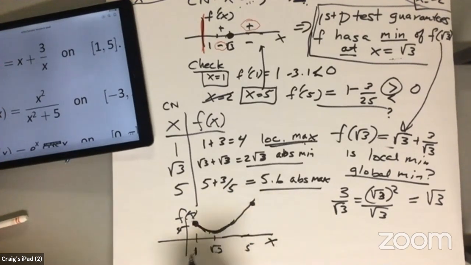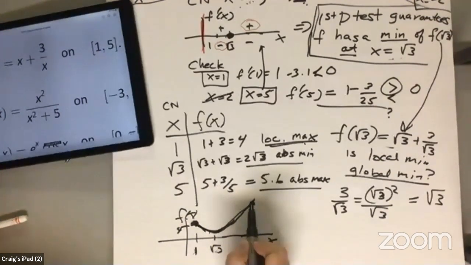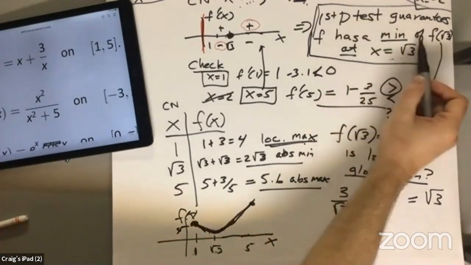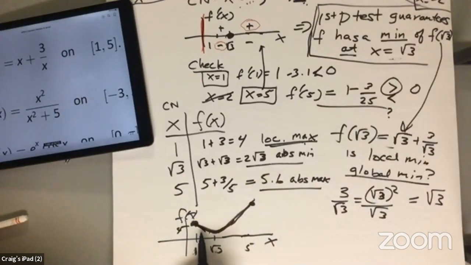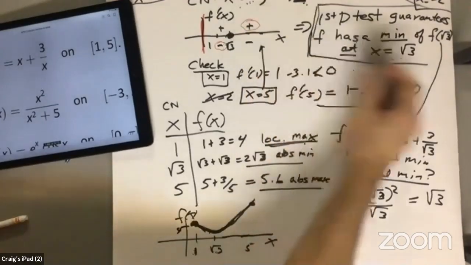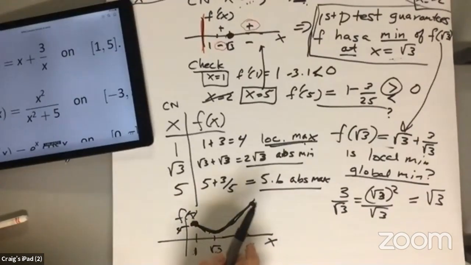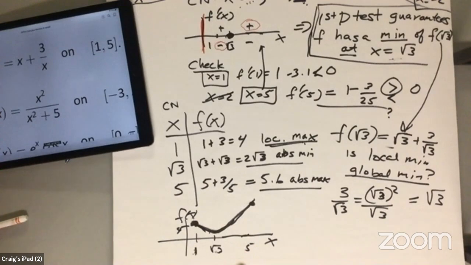So here's the x values at 1, root 3, and 5. And the function is going to look something like this, that the function is 4, then it's 2 root 3, and then it's 5.6. So it's going to decrease to increase. Again, that's the first derivative test that guarantees that f has a minimum at this spot because the derivative we found was negative here. The derivative is negative means the function is decreasing. And then the first derivative test also checks on the other side, the derivative is positive. That means the function is increasing. The slope is positive. Okay, so that's it.